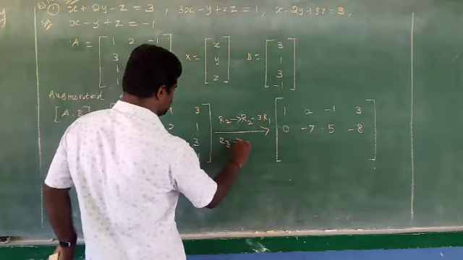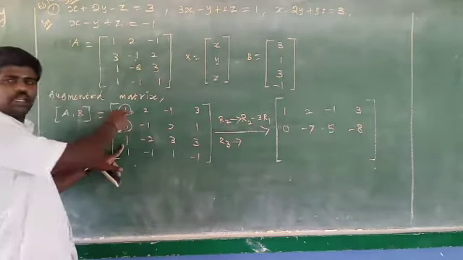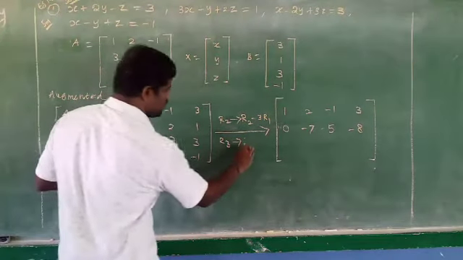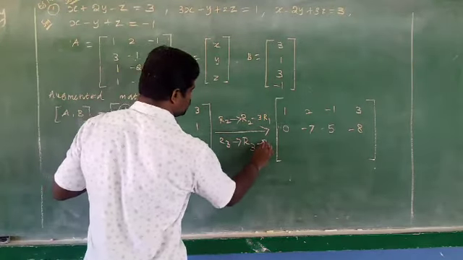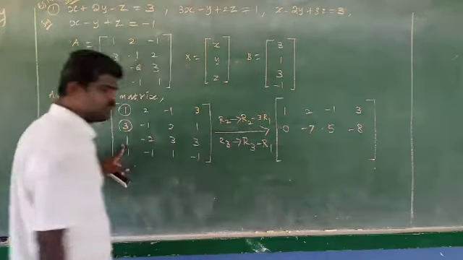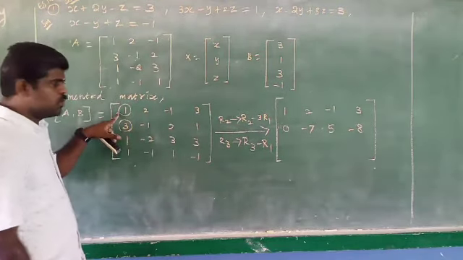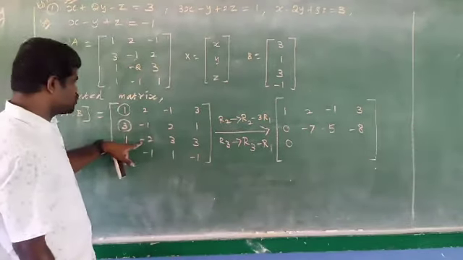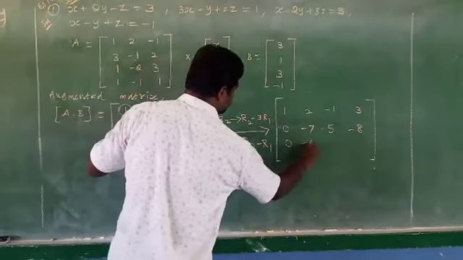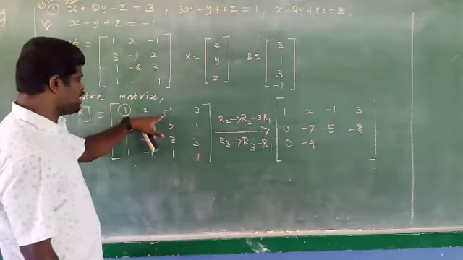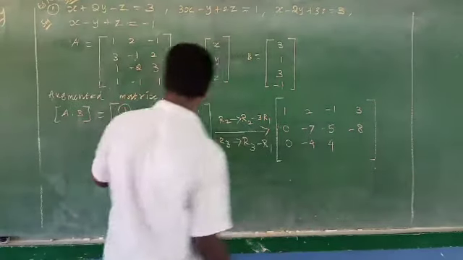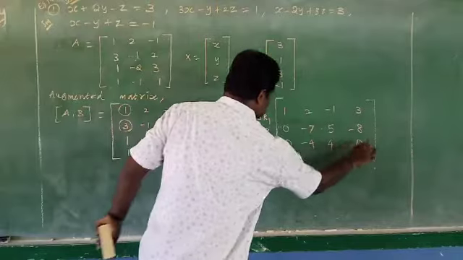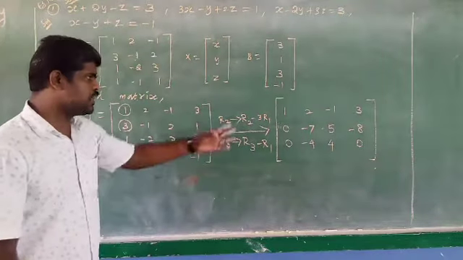Next, R3. Here is 1 and here is 1. So 1 minus 1, 0. That's why we can make the rule R3 tends to R3 minus R1. So 1 minus 1, 0. Minus 2, minus 4. And 3 plus 1, plus 4. And 3 minus 3, 0. So we have completed 3 rows.